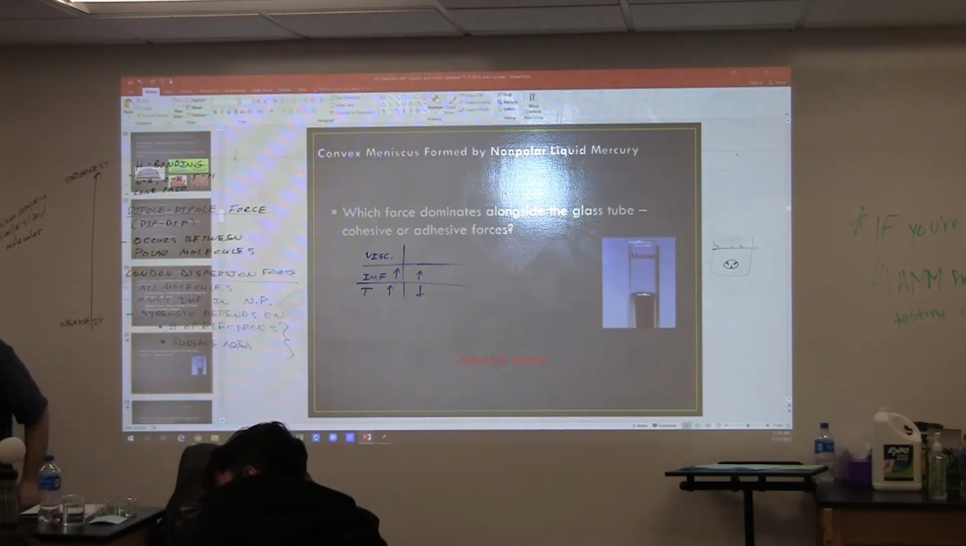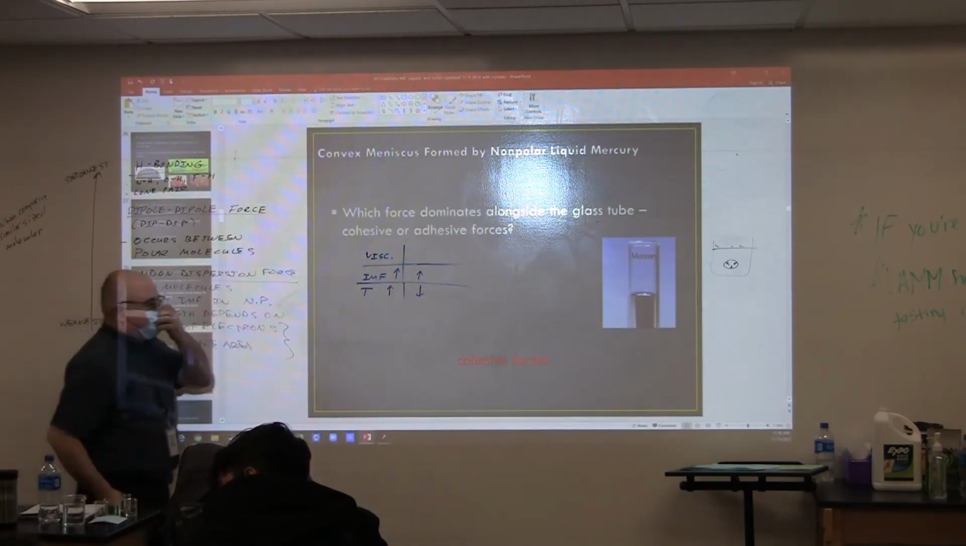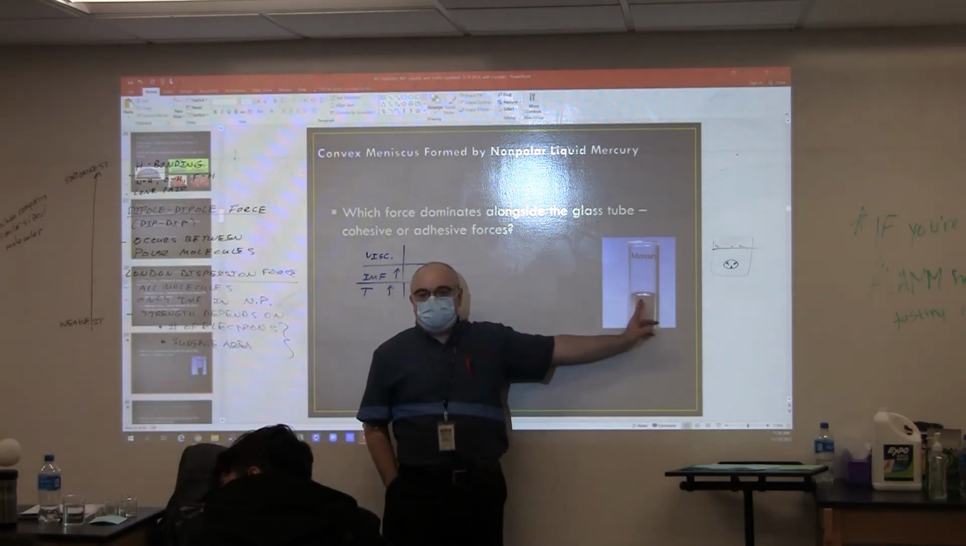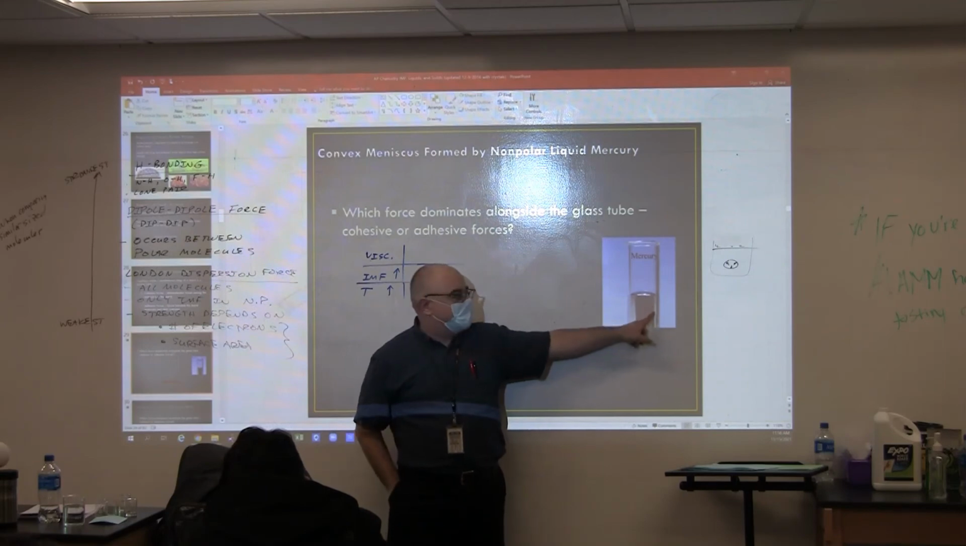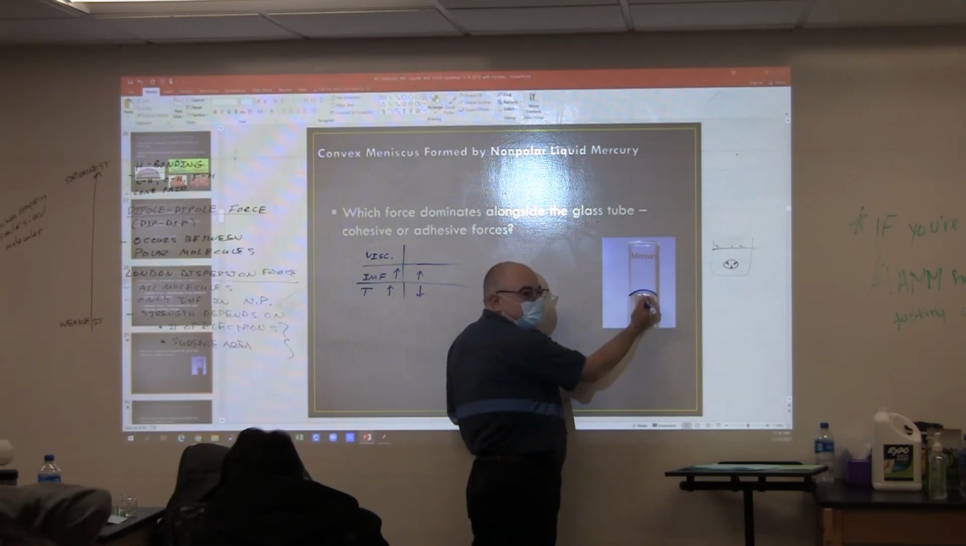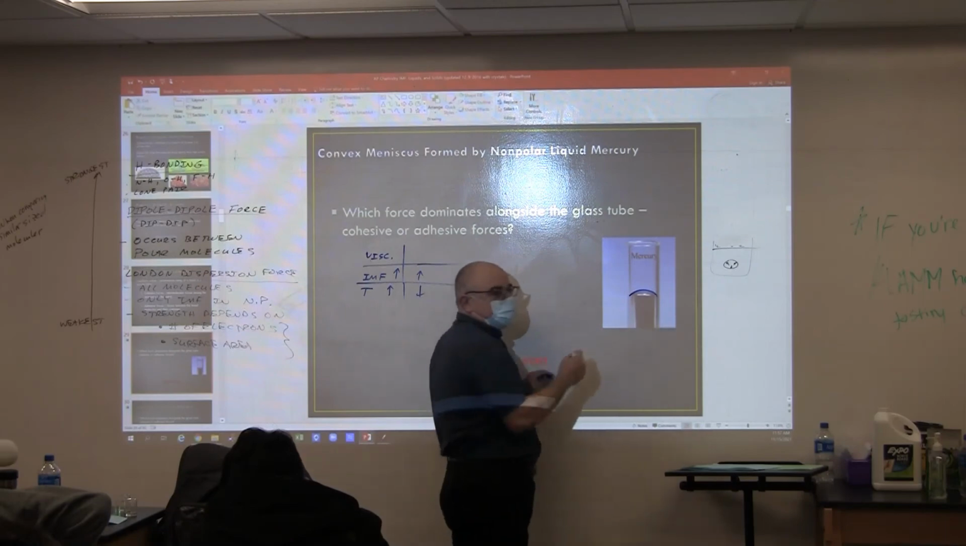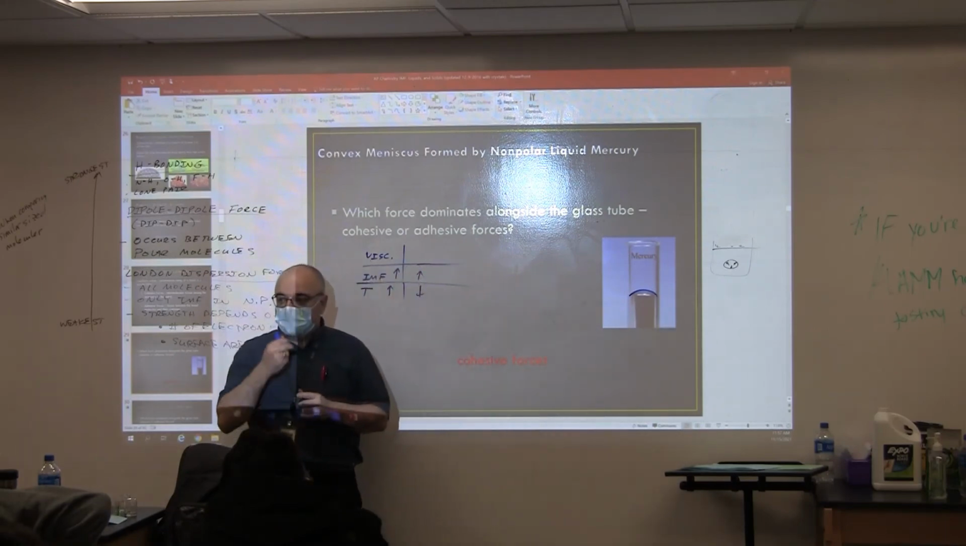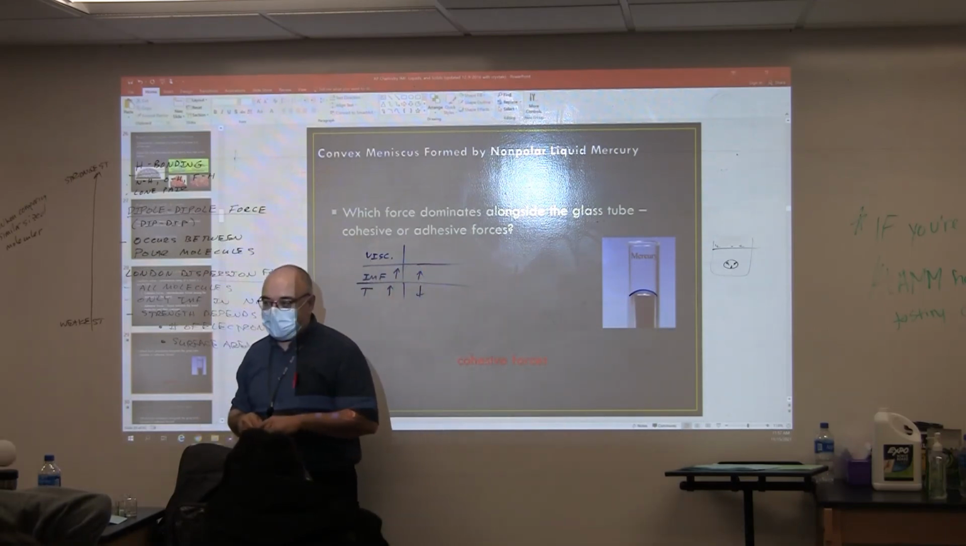So, when you look at something like mercury, mercury is a nonpolar liquid. Glass is a rather polar surface. Notice that the meniscus is upside down because the mercury prefers itself to the glass. And so it has, in this case, stronger cohesion to itself than adhesion to the glass.